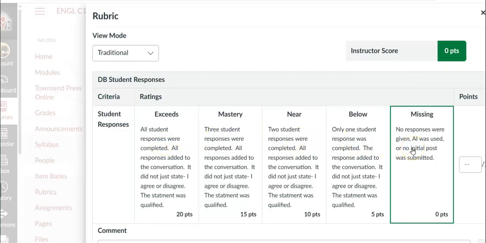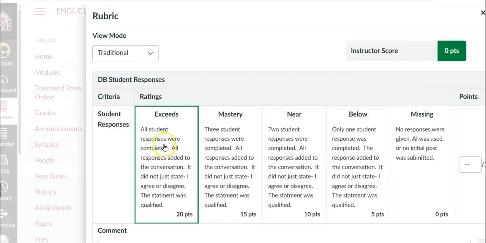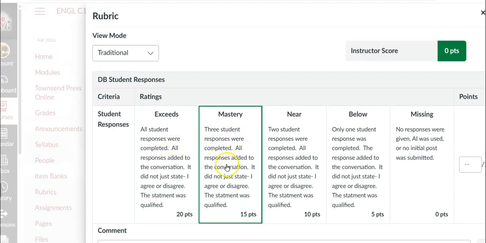Now, if you've used AI and you got a 0 on the 100 points for the initial post, you won't get any credit here either. If you're going to cheat, I'm not going to give you partial credit for doing student responses. So let's say, for instance, you gave 4 student responses, but one of them is just I agree, or it's not well done, it doesn't really add to the conversation. Instead of giving you 20 points, I would mark it 15. I'll give you credit for 3 of the responses, but not for the weak one.